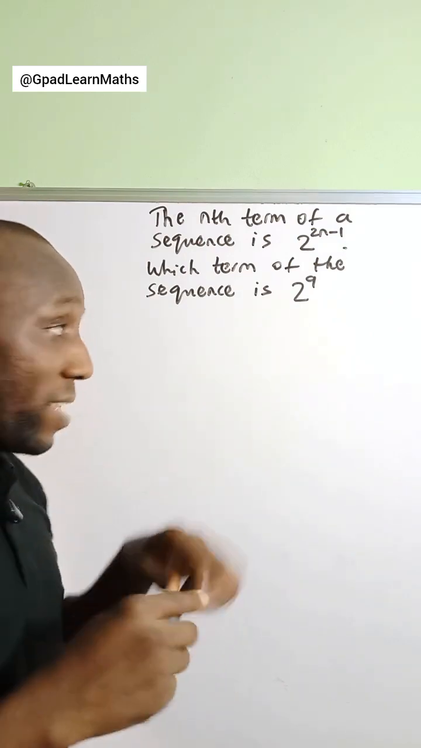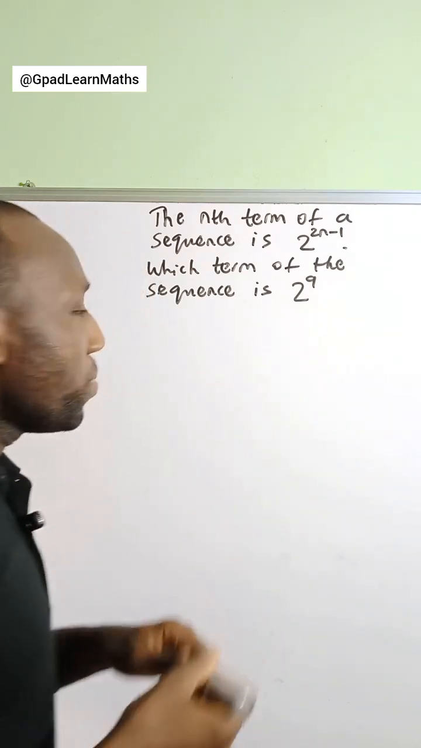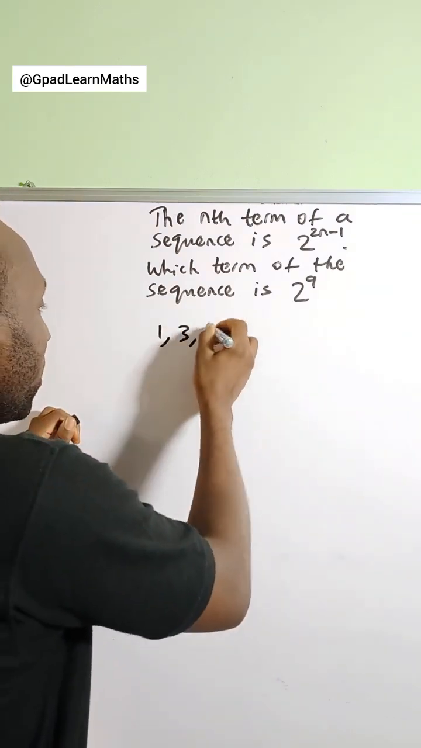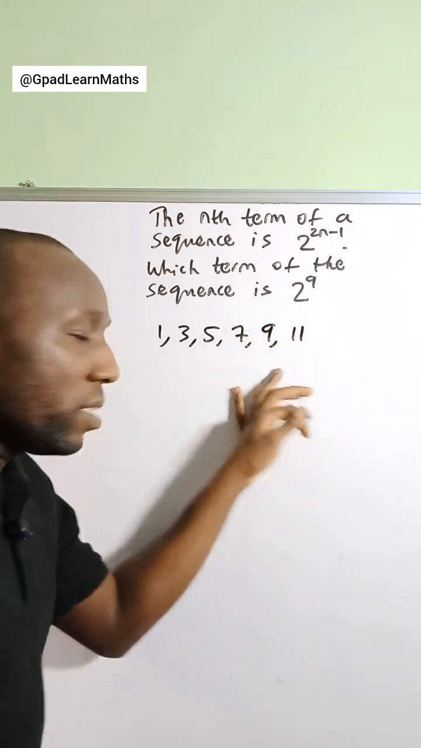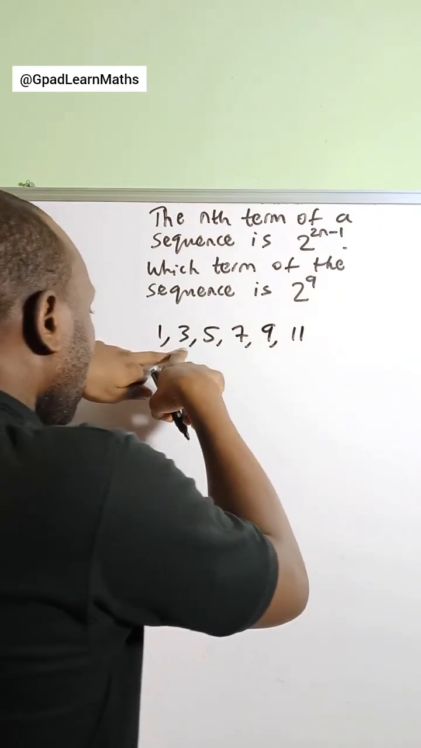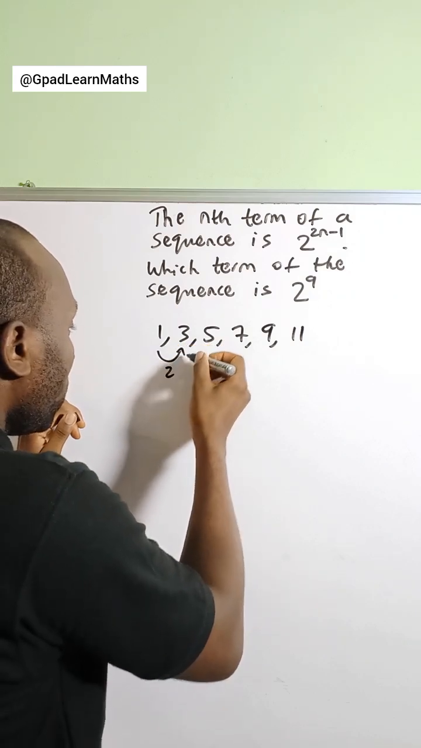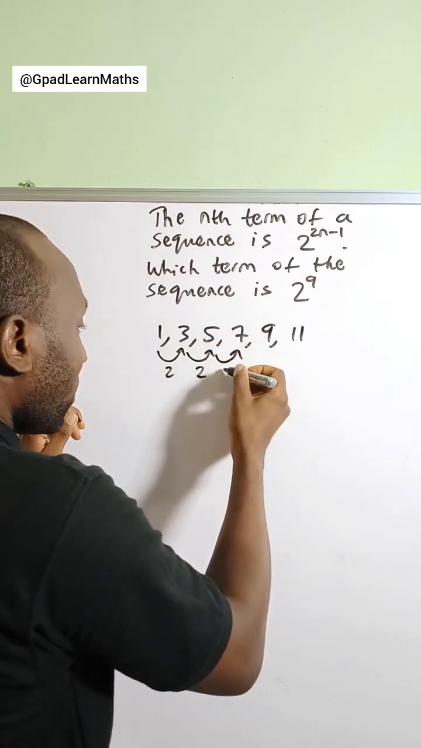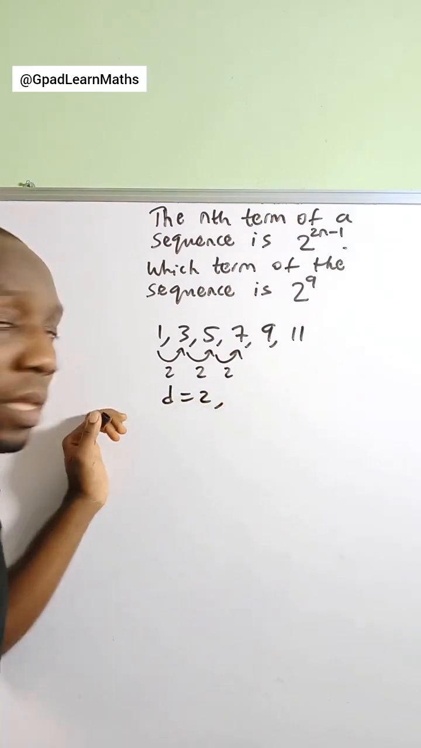Now, before I solve this question, I want to lay a strong foundation on this. So let's just pick a linear sequence: 1, 3, 5, 7, 9, 11. Now, this is a linear sequence. Look at the first term, 1, the second term is 3. So as you can see, the difference between the first and the second term is 2. And that is the same for the second and the third, and it keeps going like that: 2, 2, 2, 2.